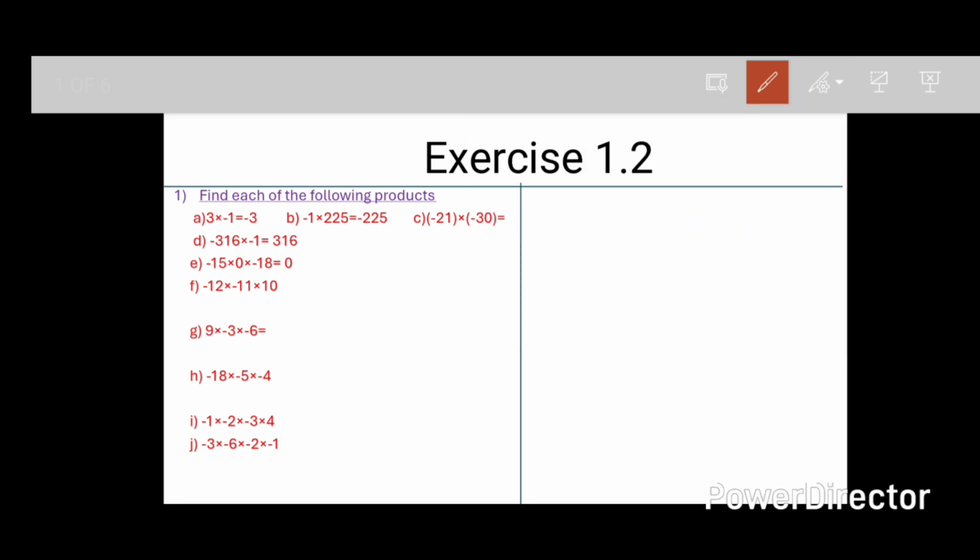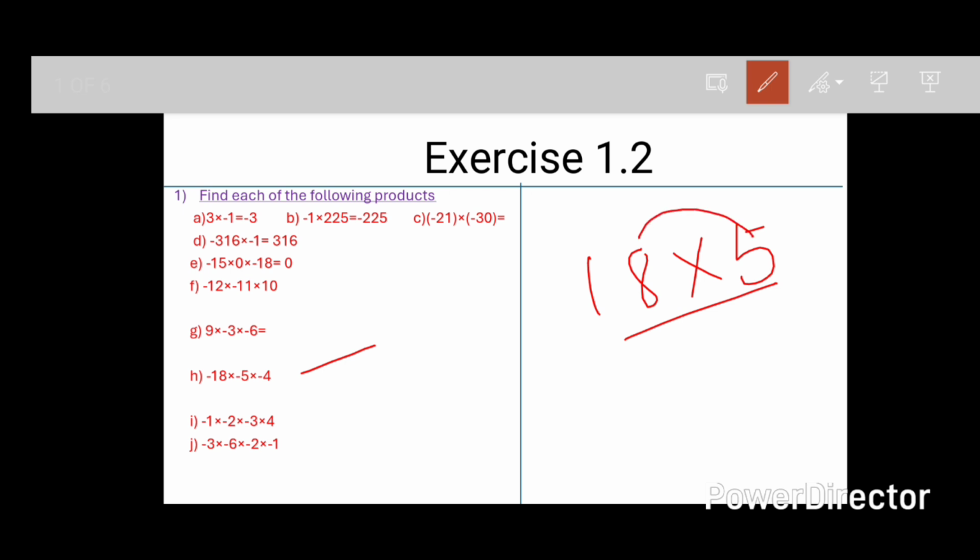Now we should see the answer. First, 18 into 5, multiply the numbers as whole numbers first. 18 into 5 becomes how much? If it is difficult to multiply by the two-digit number, you should multiply with the single digit also.